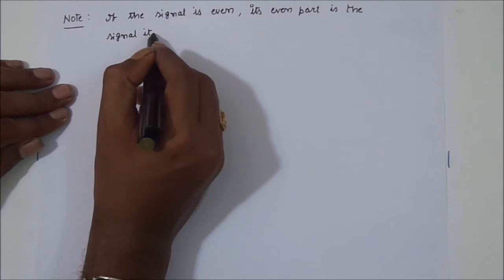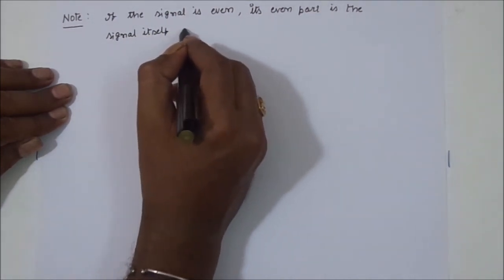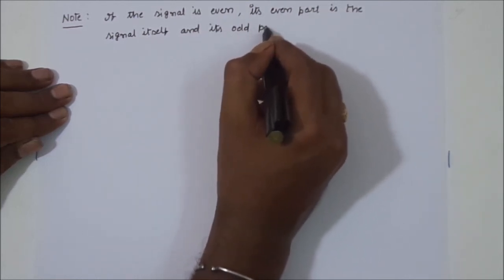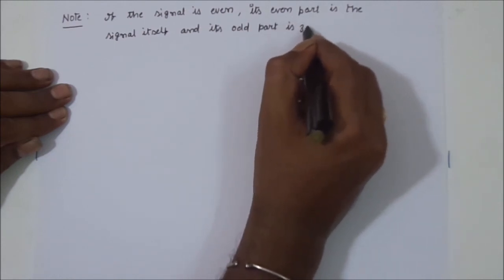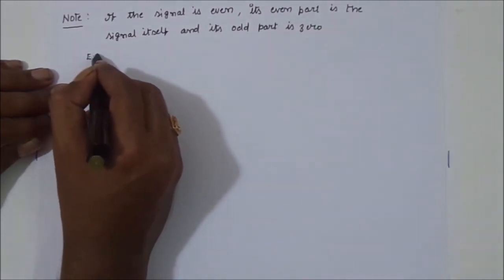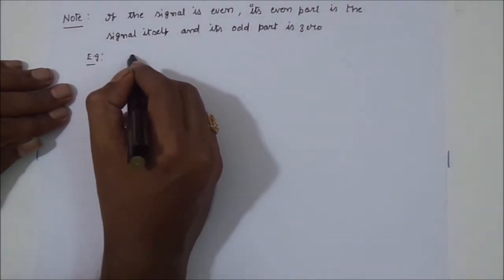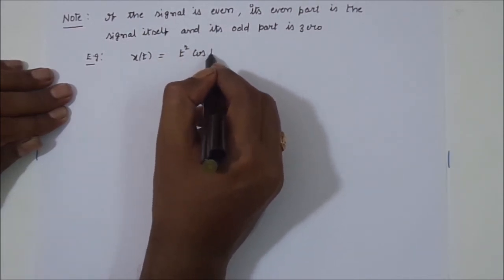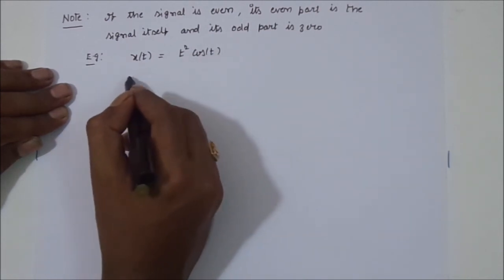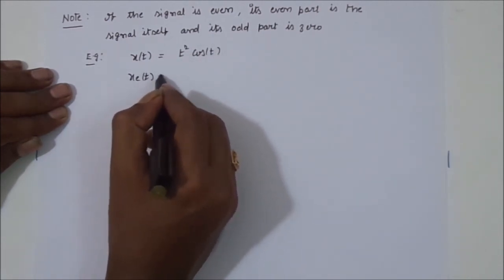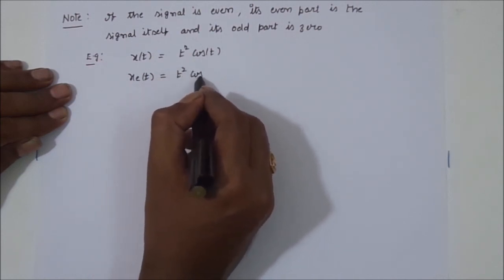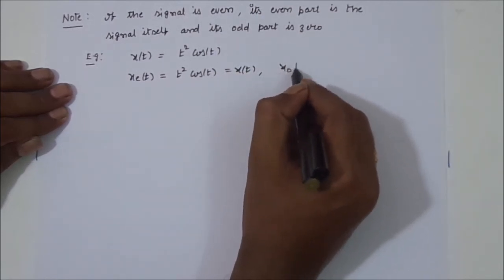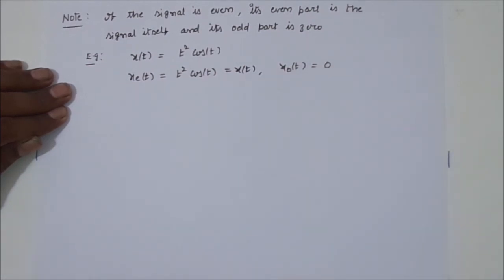And its odd part is 0. Let us see with an example. Let us take x of t to be equal to t square cos t. This signal is clearly even. For this, the even part is t square into cos t, which is nothing but the signal itself, but its odd part is 0.